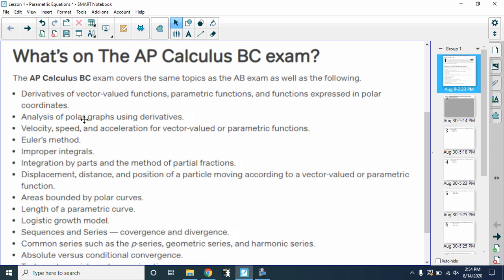If you kind of glance through this real quick, certain words happen over and over and over again. Let's see if we can find them here. There's the highlighter. There it is. So we've got parametric, vector, polar, parametric, parametric functions, polar curves, parametric curves, sequences and series.